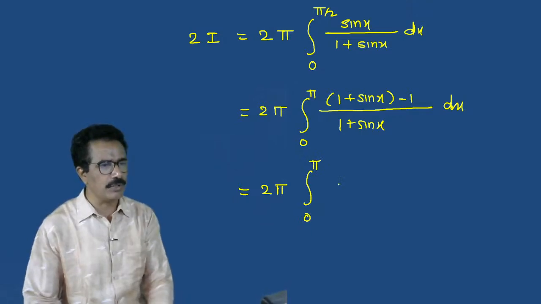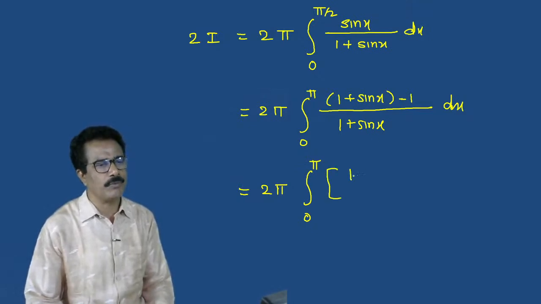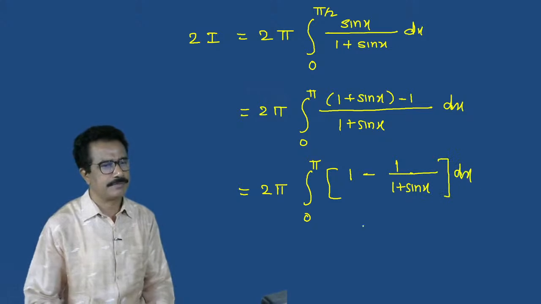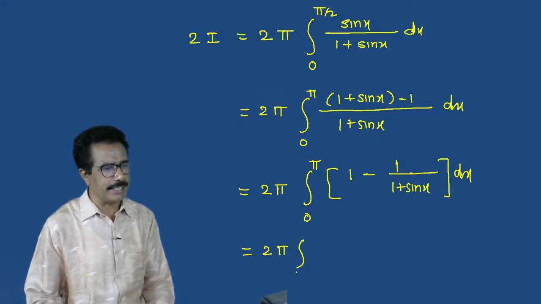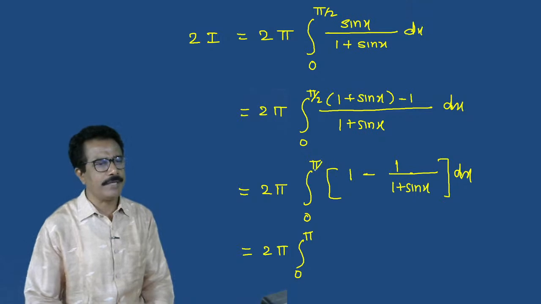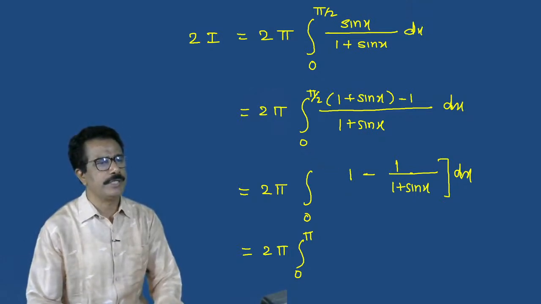Now separate this. 2i, integral from 0 to pi. We can separate this denominator, 1 minus 1 upon 1 plus sin x dx. So 2 pi integral from 0 to pi, sorry, इथं pi by 2 येतो. पाय बाय 2 आहे ना अप्पर लिमिट, आता बदललेला आहे. सो इट विल बी पाय बाय 2.